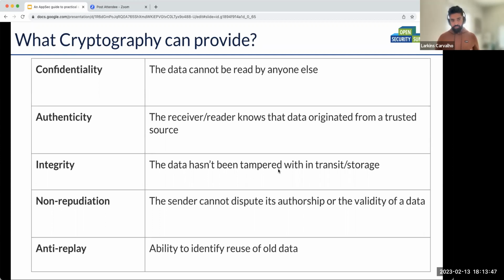So let's map it with STRIDE. STRIDE is a threat modeling methodology. STRIDE stands for spoofing, tampering, repudiation, information disclosure, denial of service, elevation of privilege. Cryptography helps us with spoofing, tampering, repudiation, information disclosure.